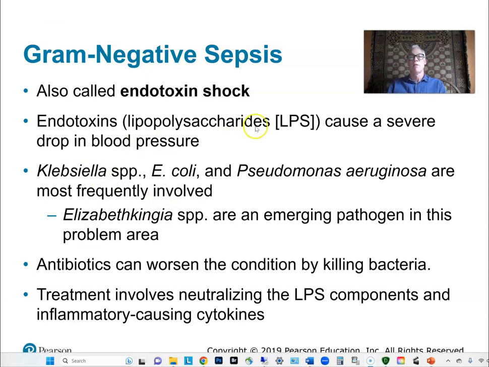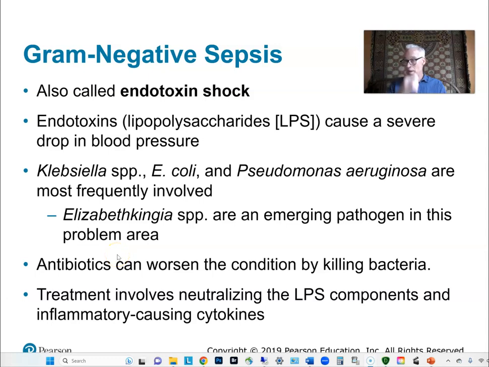Endotoxins are lipopolysaccharides, specifically lipid A. What are some examples? Klebsiella species, E. coli, Pseudomonas aeruginosa, Elizabethkingia. That's interesting, isn't that a name? It's an emerging pathogen. It's a bacteria that's very common in the environment, but just of late, it's starting to become a problem because it's developed antibiotic resistance, and it's become commonplace in healthcare settings. So now we have an emerging nosocomial pathogen on our hands.